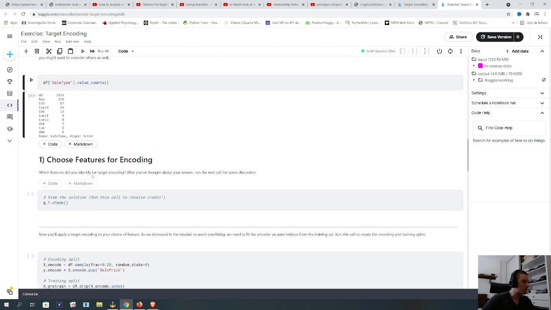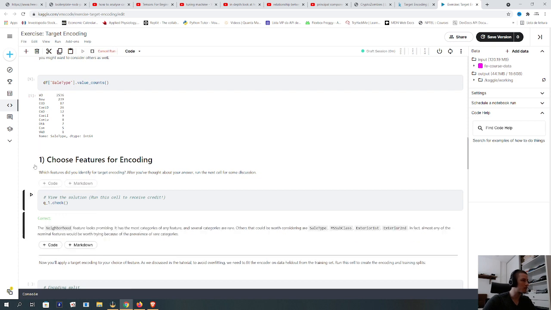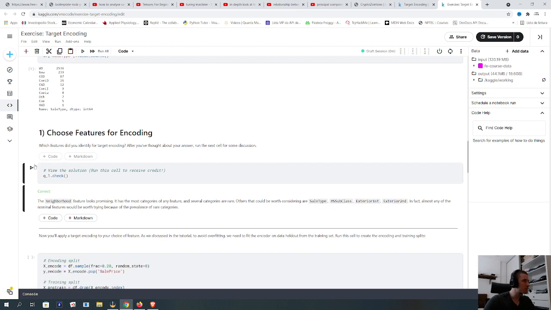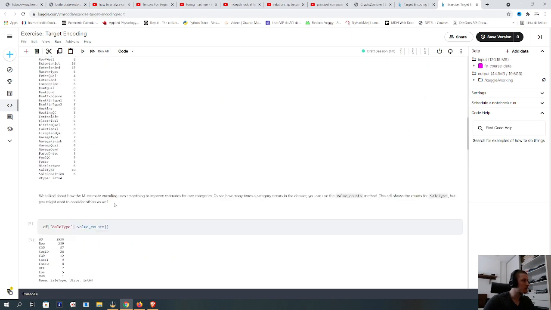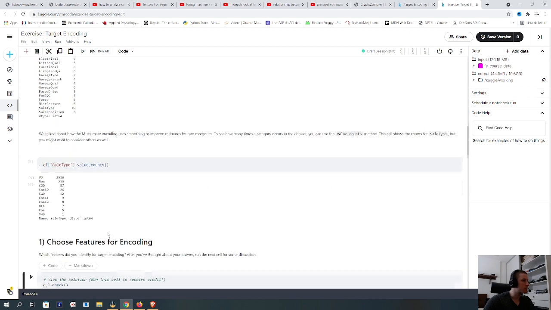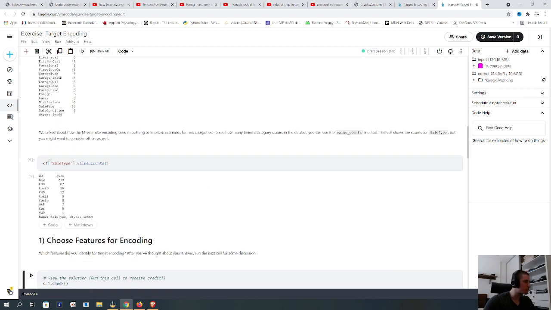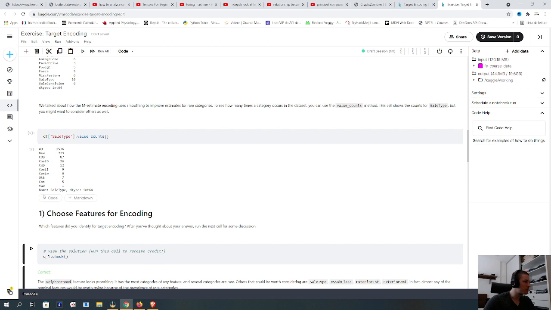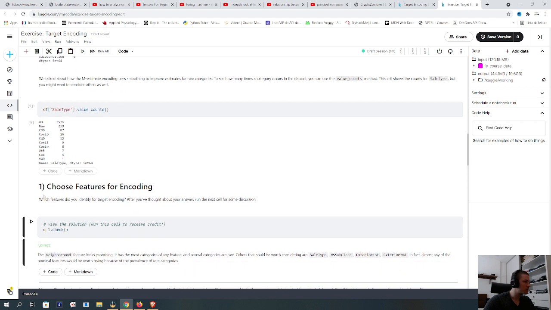Which features did you identify for target encoding? After you've thought about your answer, run the next cell for some discussion. I think the first ones happen more often. Neighborhood feature looks promising.